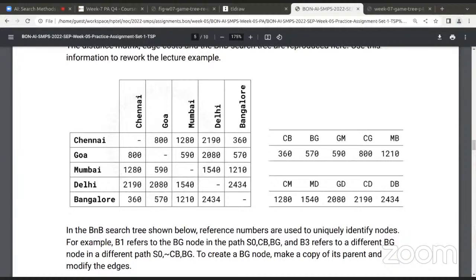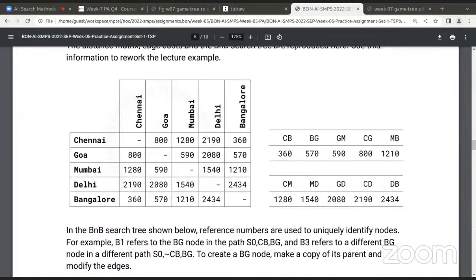Okay. From D, I didn't finish D yet. From Delhi you have to go to Mumbai, 1540, and you have to go to Goa, 2080. Then now Bangalore. Bangalore will go to Chennai, 360. And Bangalore to Goa, 570.